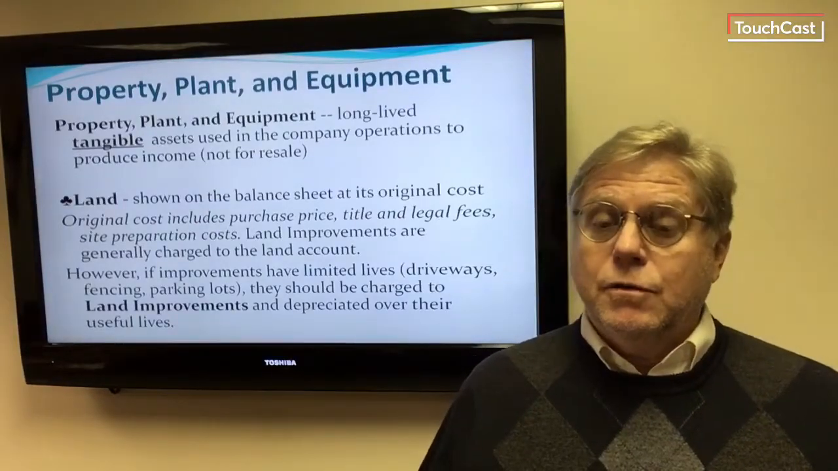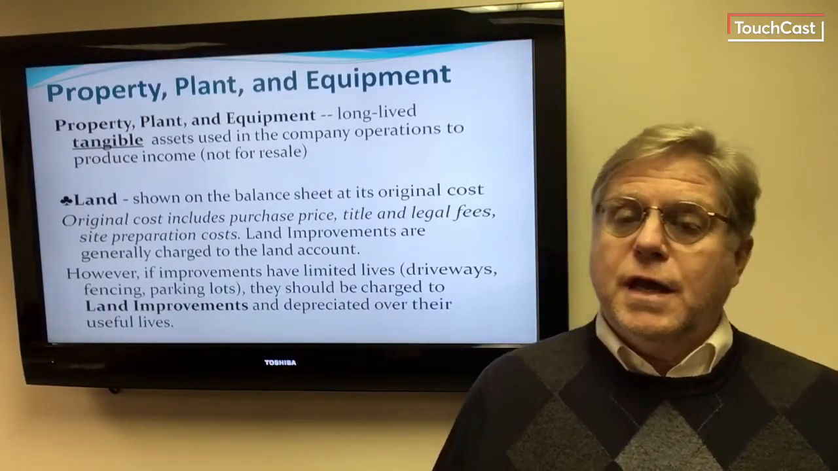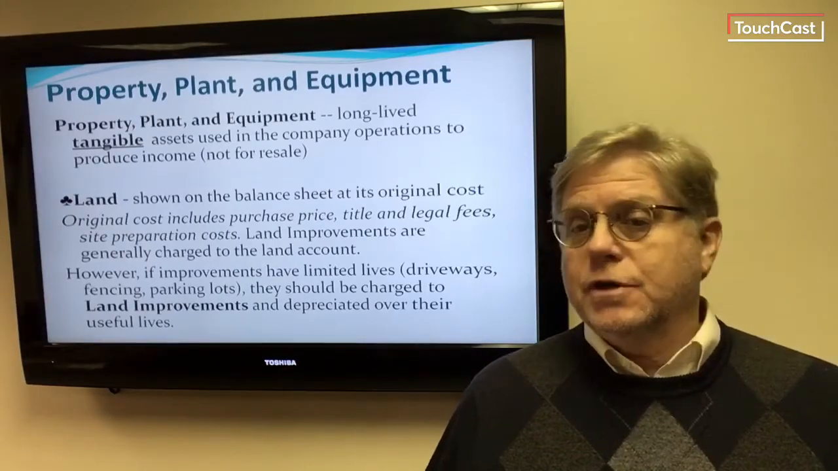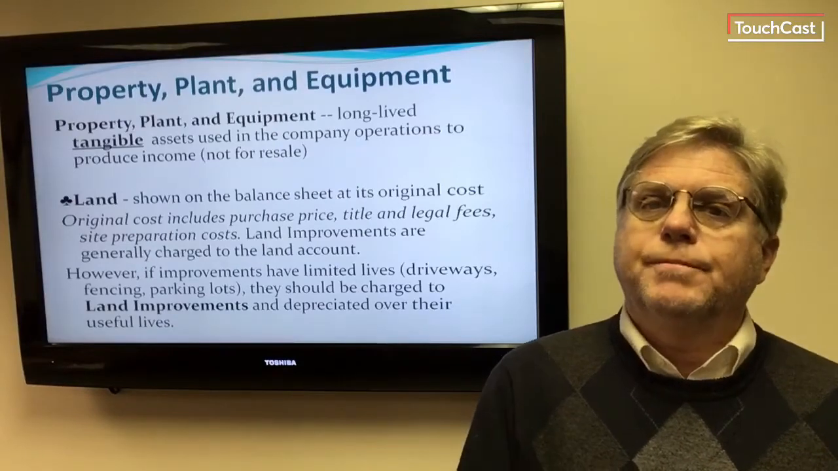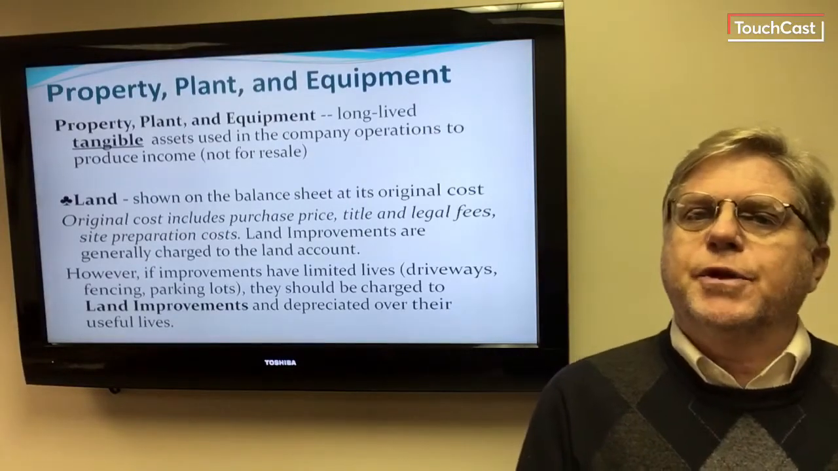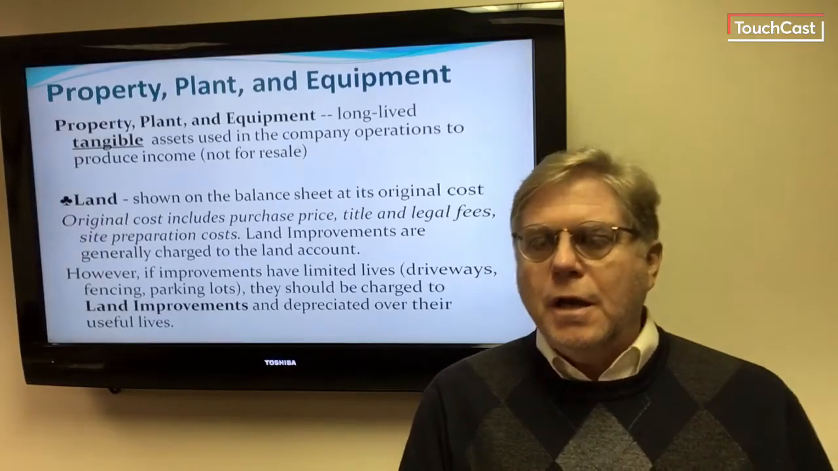By that it means that they're going to last longer than or provide service to us longer than 1 year or the normal operating cycle of the company. These are assets used in the company operations, that is to produce income, and not held for resale.